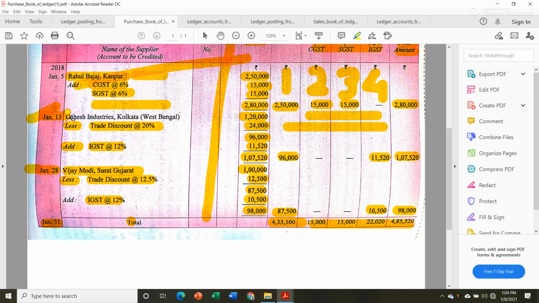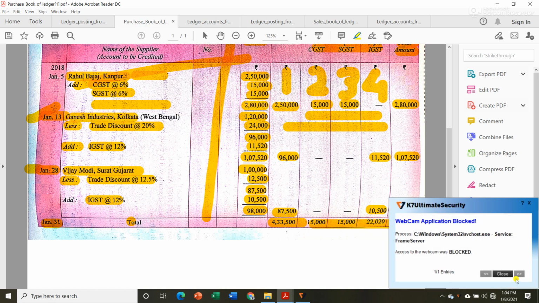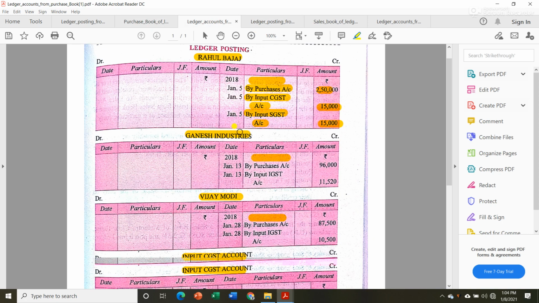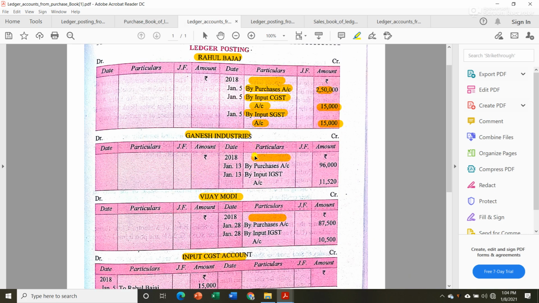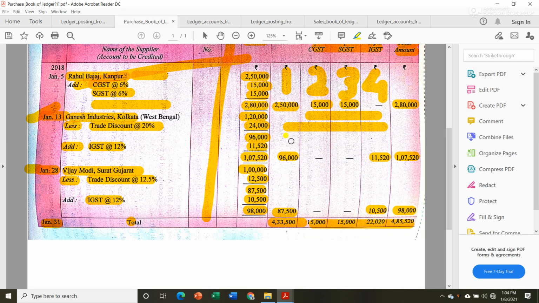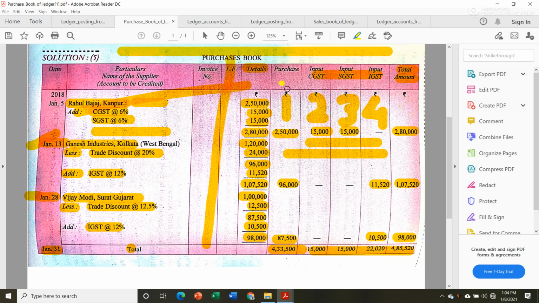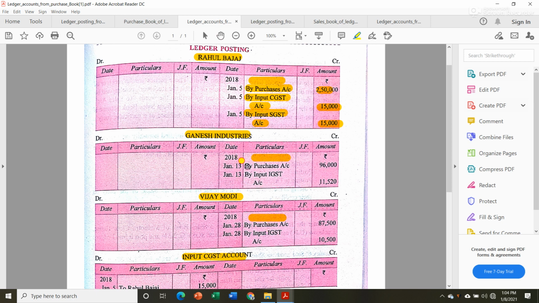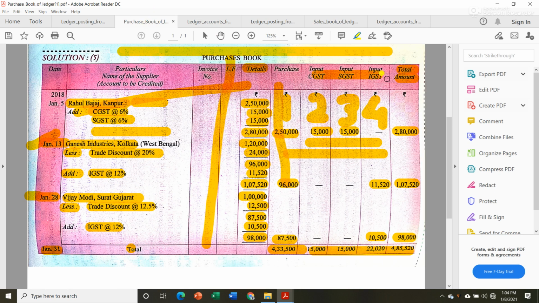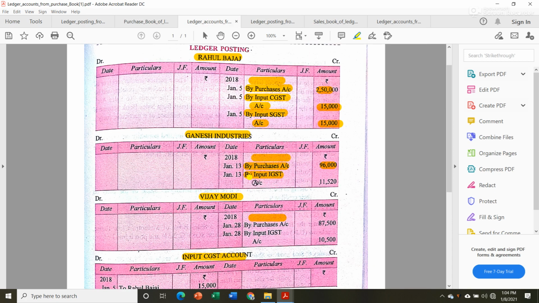Okay, see, this is Ganesh Industries and this is appearing on the debit side. That means in Ganesh Industries account we will record in the credit side. First amount is appearing in the purchases column, this column 96,000. So in credit side our first transaction will be by purchases account 96,000. Then next amount is appearing in input IGST account 11,520. So in here we will write by input IGST account 11,520.